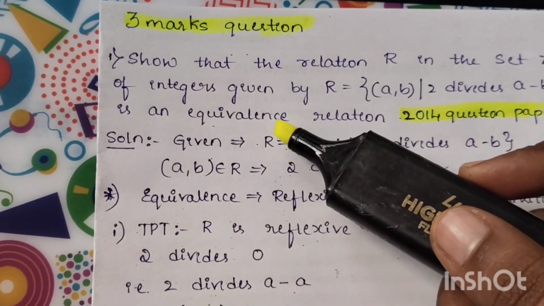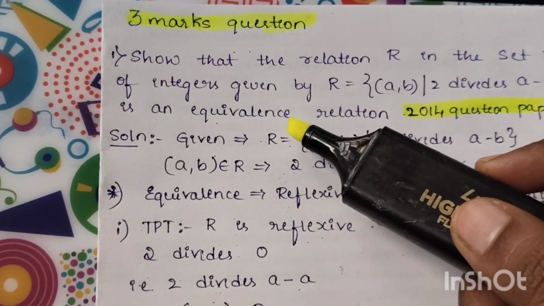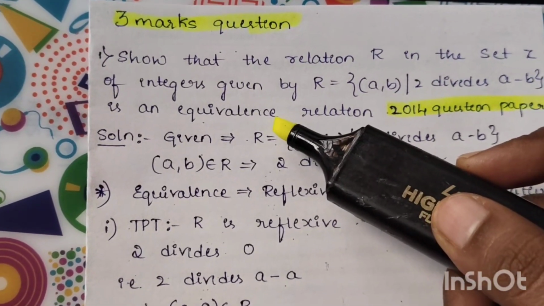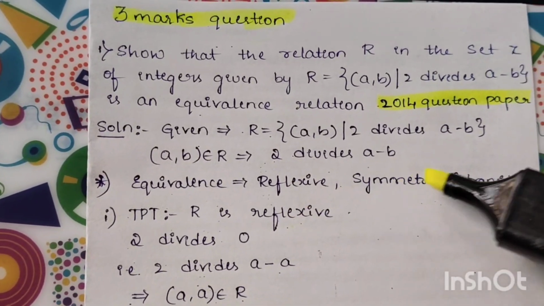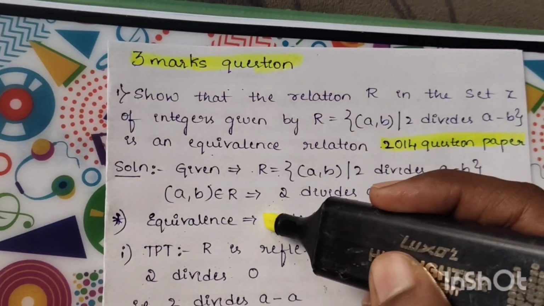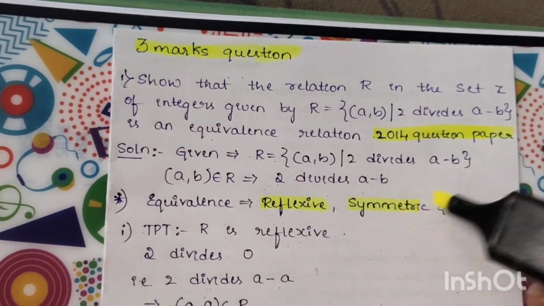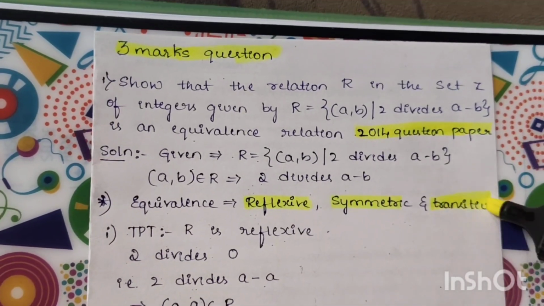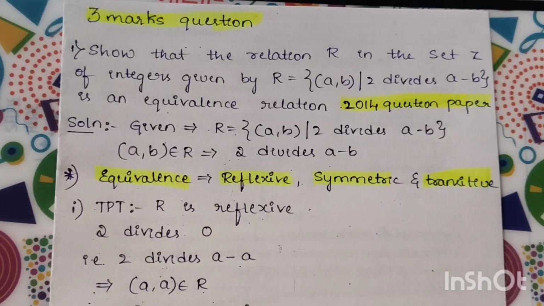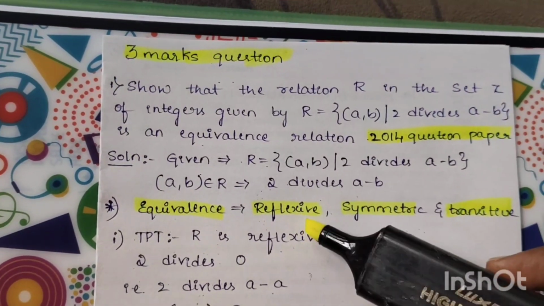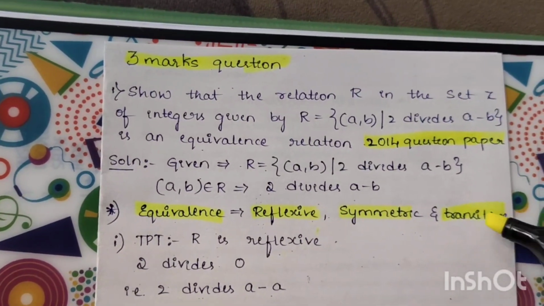Already I discussed what is meant by equivalence relation in another video. What is meant by equivalence relation? If it satisfies reflexive, symmetric and transitive, then it is said to be an equivalence relation. So we have to prove that R is reflexive, symmetric and transitive.